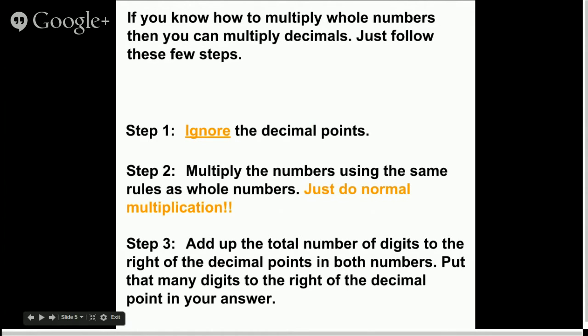All right. If you know how to multiply whole numbers, you can just multiply the decimals and follow these steps. So first, ignore the decimal points. Pretend they're not even there. Multiply the numbers using the exact same rules as whole numbers. So just do normal multiplication. After you've finished, add up the total number of digits to the right of decimal points in both numbers and put that many digits to the right of the decimal point in your answer.